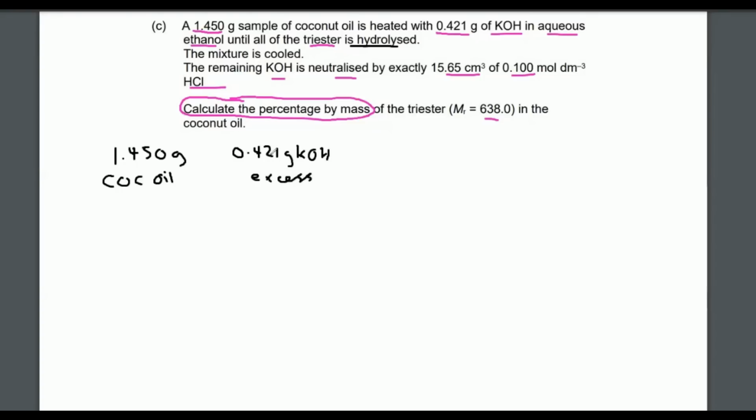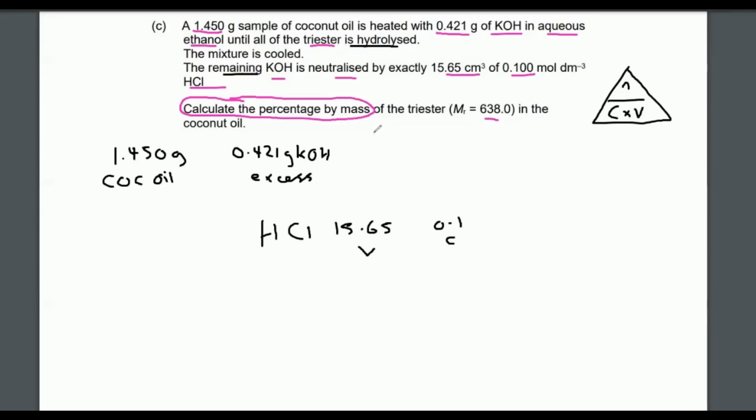So from that, we can work out the moles of hydrochloric acid. As it's a 1-to-1 ratio with the KOH, we can work out the moles of the KOH. We can subtract that from the original moles of the KOH, which we can work out also, to find out how many moles of KOH reacted with the triester. We can then use the ratio of triester to the original KOH and work out the moles of triester used, the mass of triester, and then the percentage mass in the coconut oil.